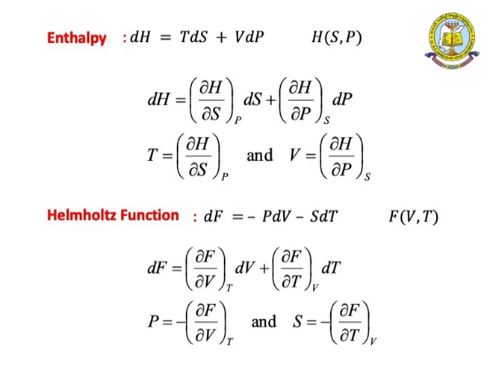So, in the above equation, following the same process which we have discussed, the pressure P equals minus (∂F/∂V) at constant T, and the entropy S equals (∂F/∂T) at constant V.